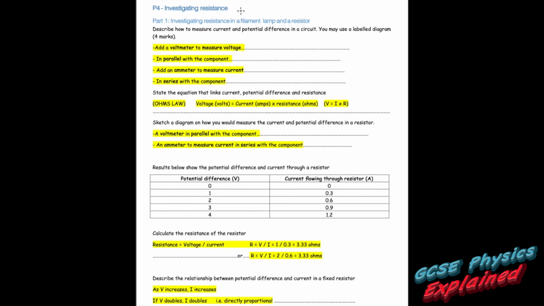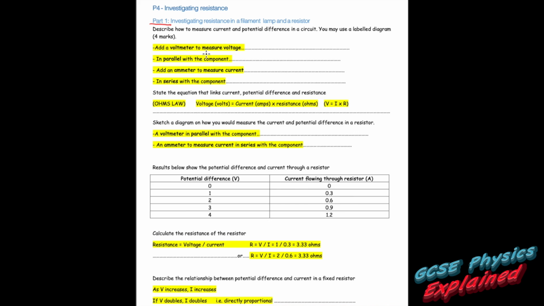Now, bearing in mind that investigating resistance, there's sort of 2 parts to it. So you could get asked either part 1 or part 2, or technically they could ask you both. So part 1 is about investigating resistance in a filament lamp and a resistor. Describe how to measure current and potential difference in a circuit. You may use a labeled diagram.